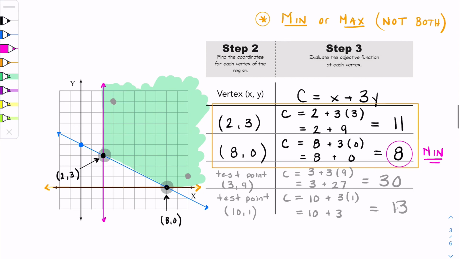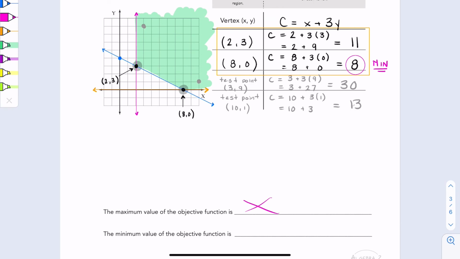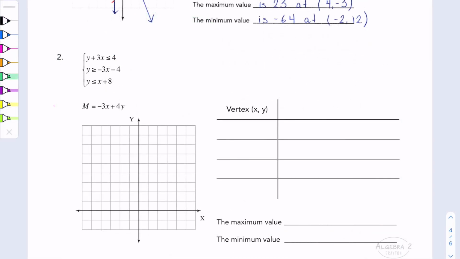When I write this down, I would indicate that there is no max value. There's a minimum value of the objective function at 8. It occurs at 8, 0. That would be your solution. Please take a moment and complete this practice problem by yourself.